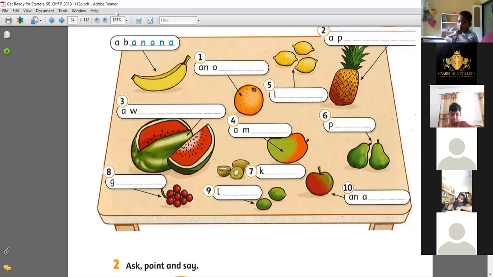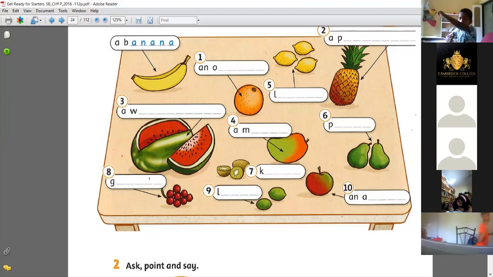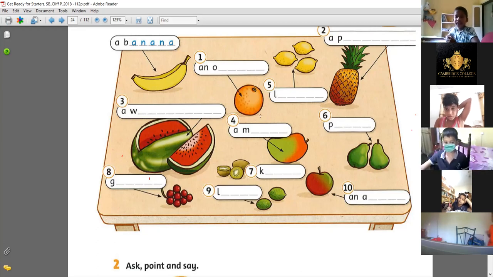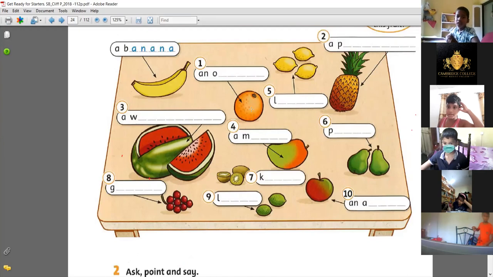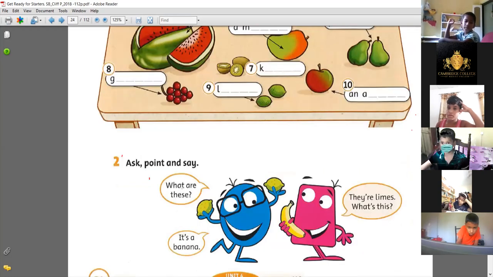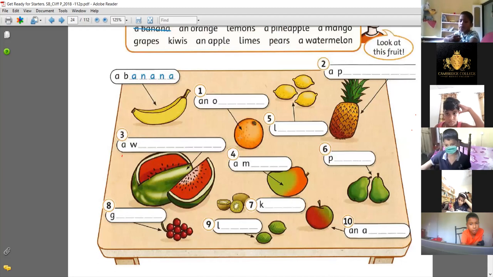Yes, next one, Slavin. Can you tell me, what is this? Watermelon. Not watermelon. This one. Orange. How can you say the correct answer? It's an orange, O-R-A-N-G-E. How can you give the answer? It's an orange. So look at this. What are these? If it is plural, you want to say they are limes. But if you have only one, it's an orange. So you want to say it's an orange.